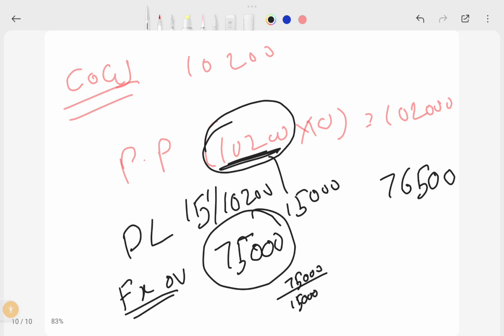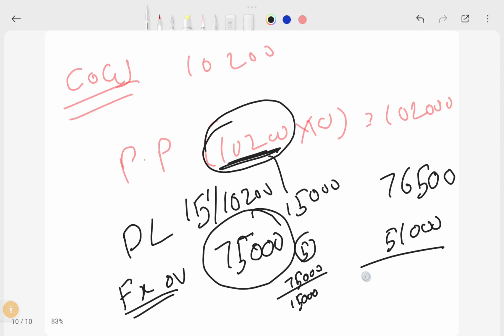What is the unit cost in this situation? 5 rupees. 5 rupees multiplied by 10,200, it will come to 51,000 fixed overheads. There is no other cost. The total of this cost is 2,29,500. All this cost is for 10,200 units.